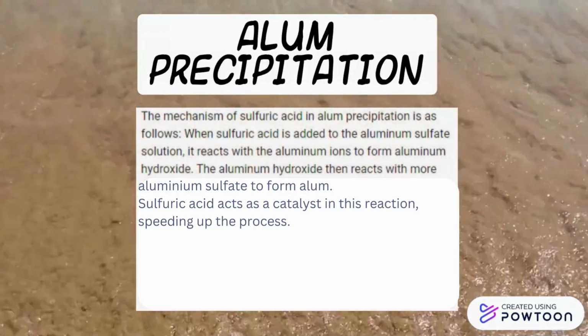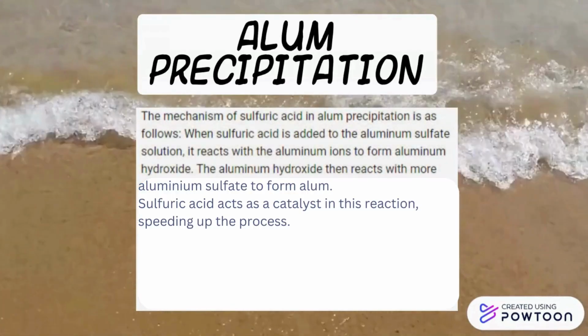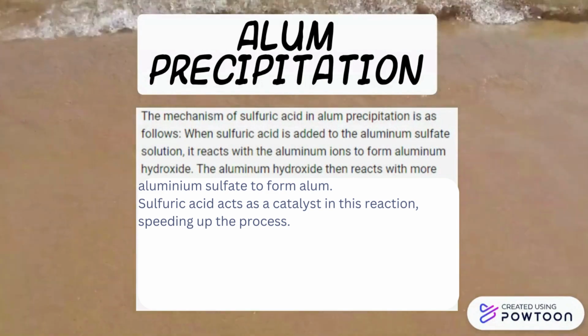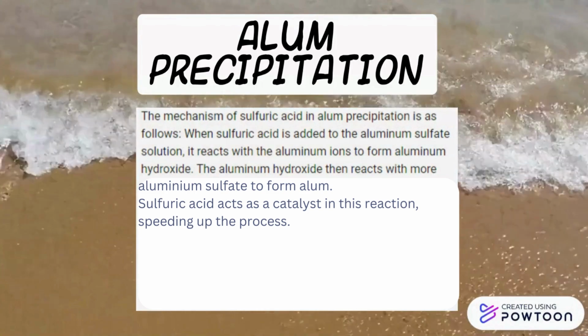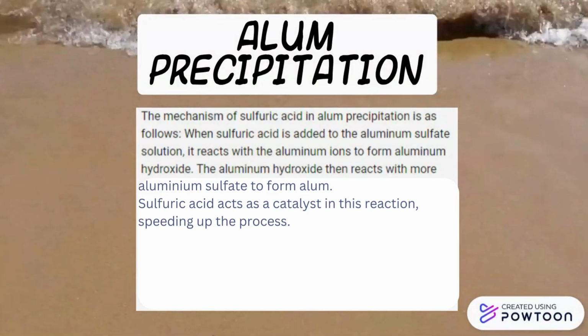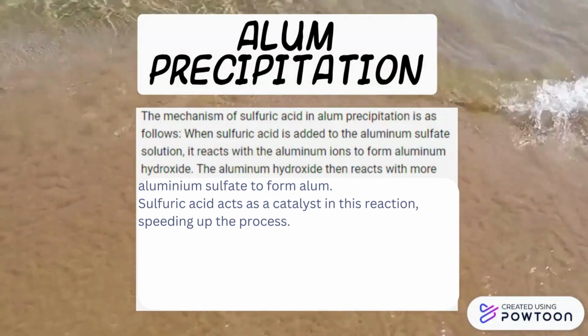The next one is alum precipitation. The mechanism of sulfuric acid in alum precipitation is as follows. When sulfuric acid is added to the aluminum sulfate solution, it reacts with the aluminum ion to form aluminum hydroxide.